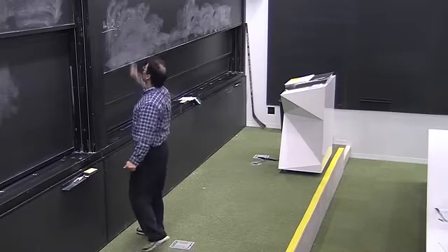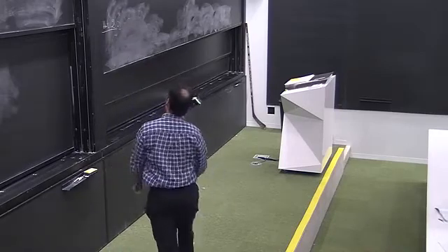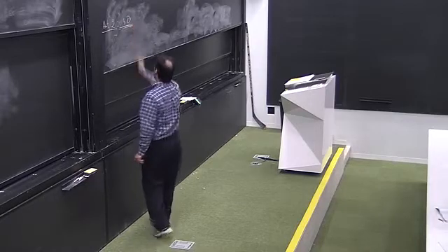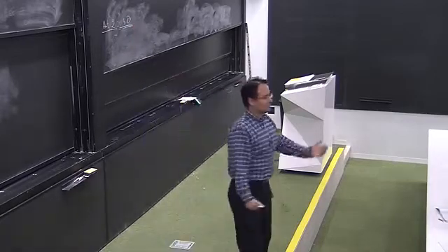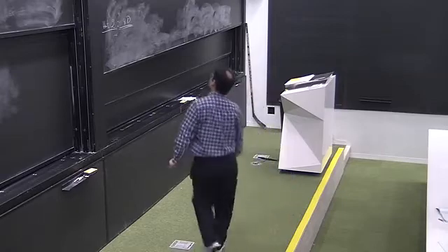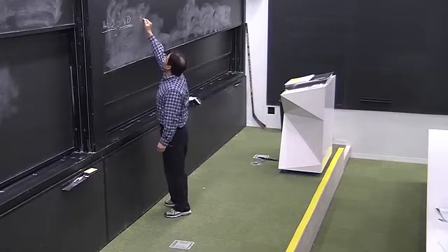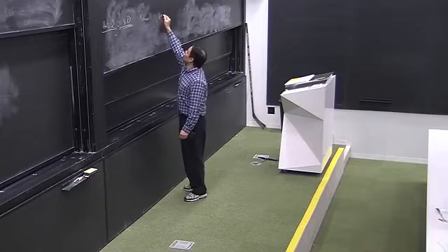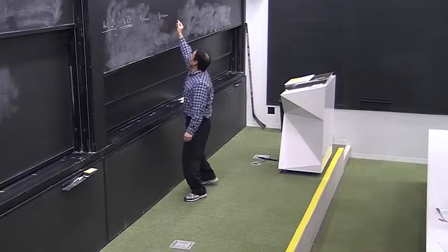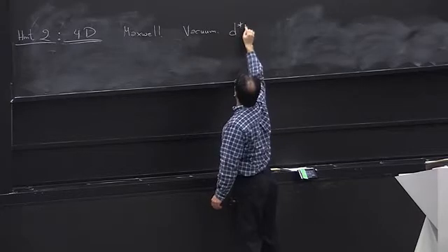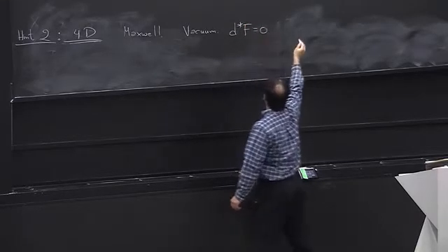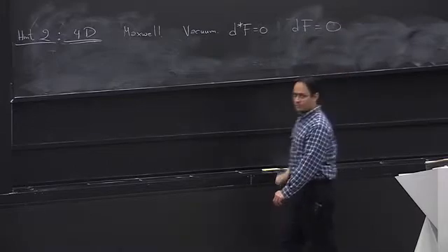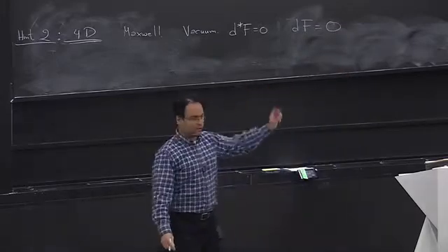Hint 2. Let's go back to 4 dimensions and consider Maxwell's equations. In the vacuum, they tell us that this has to be 0 and this has to be 0. Those are really the field equations.